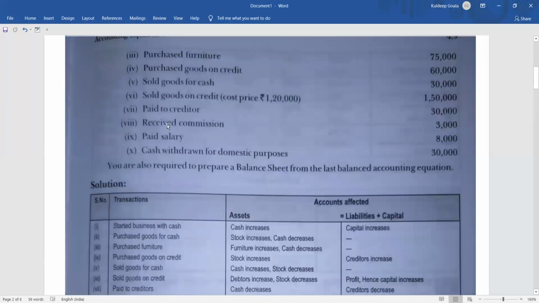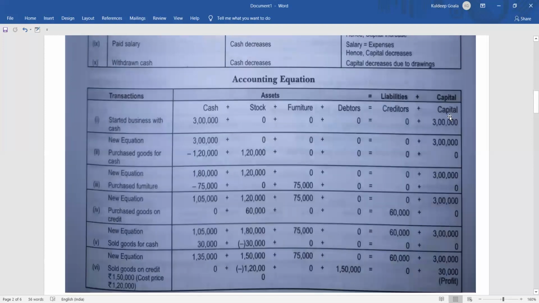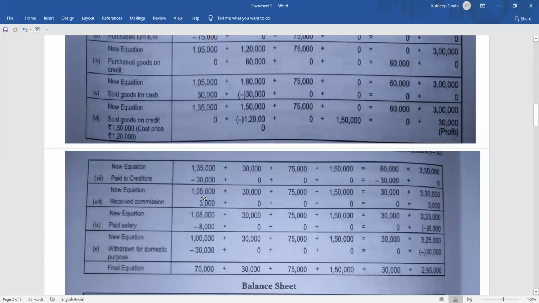Now coming to the next one. Paid to creditors 30,000. So once money will be going, payment, right? So cash will be deducted, isn't it? Cash will be deducted 30,000, and again creditor will also be paid, so it will be reducing. So creditor also will be deducted 30,000. If it is paid through check, then it will be bank account. So bank we have to do.